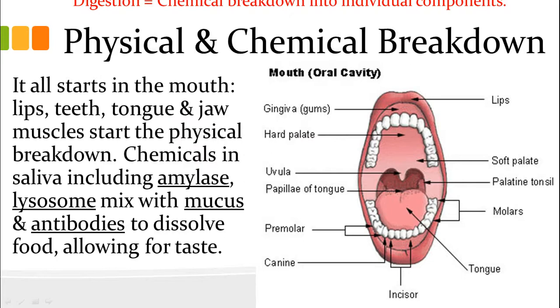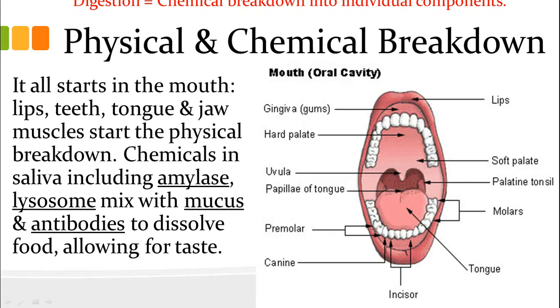But there's also chemicals in there in the form of saliva, otherwise known as spit, right? And these chemicals include amylase and lysozyme, and they mix with mucus and antibodies to dissolve the food, allowing for taste. That mucus also helps to swallow the food, right? It makes it nice and smooth, so it comes down. And the antibodies actually will help kill off any bacteria you might have put in your mouth accidentally, either from the food or just from the area around, your hands, things like this. So all of that in there is to keep us safe and to start the beginning of digestion.